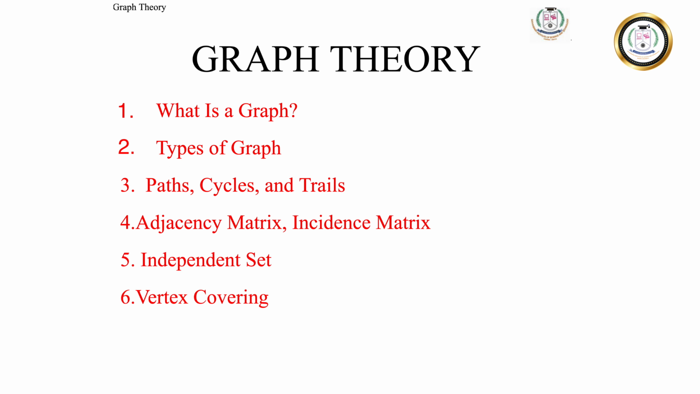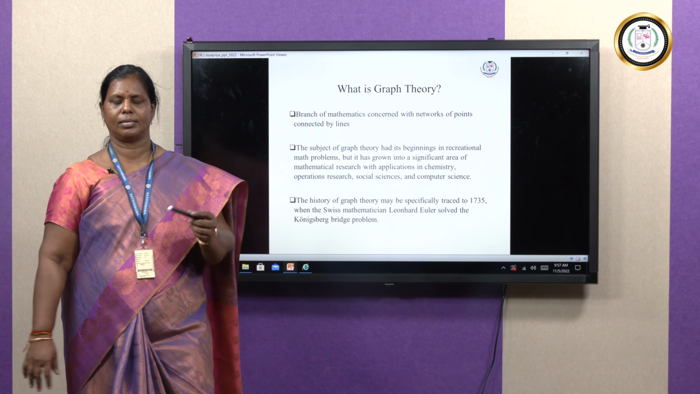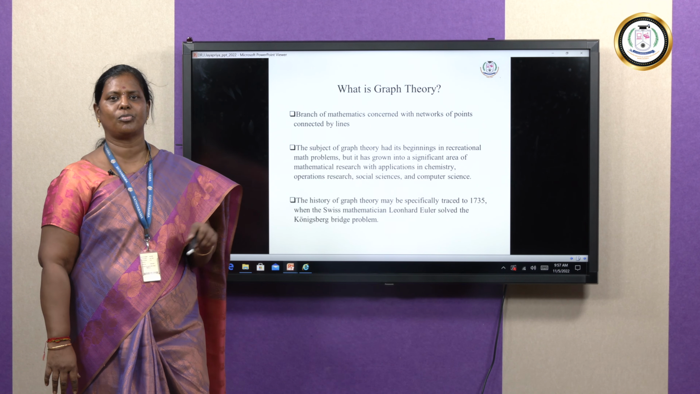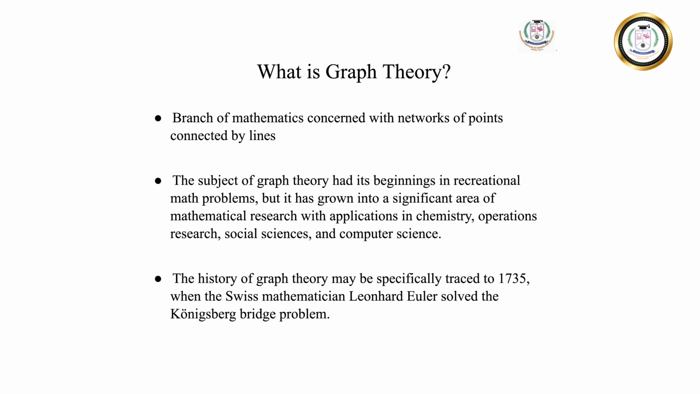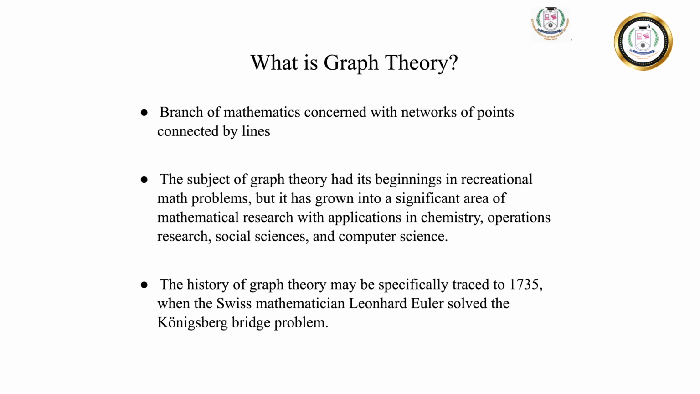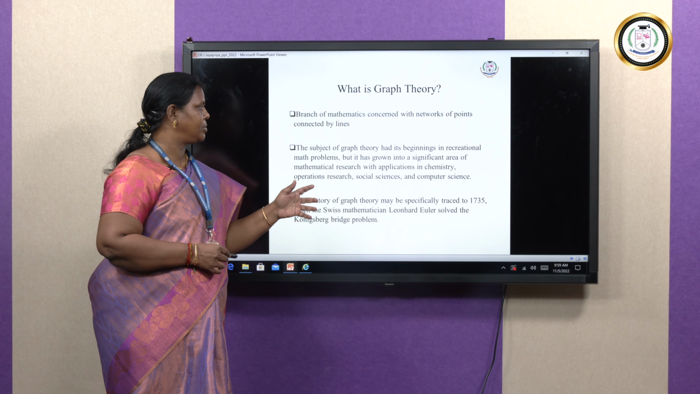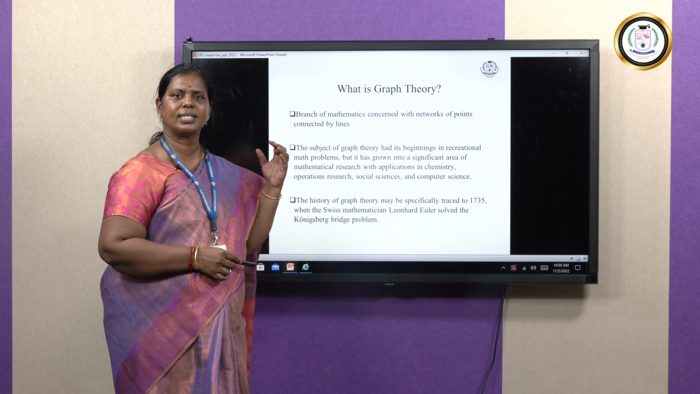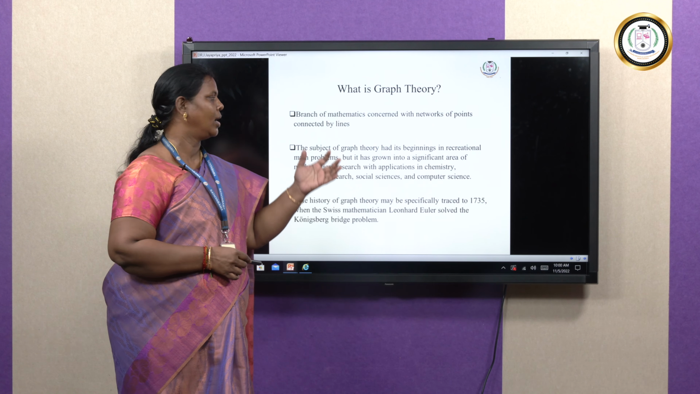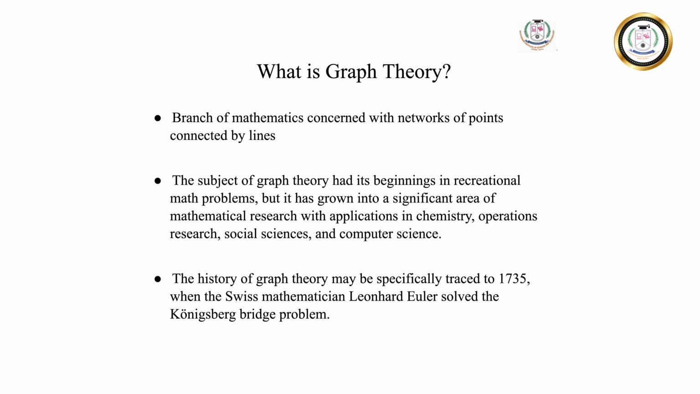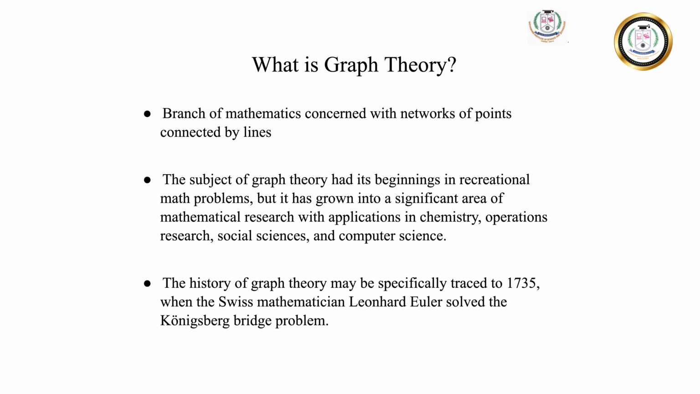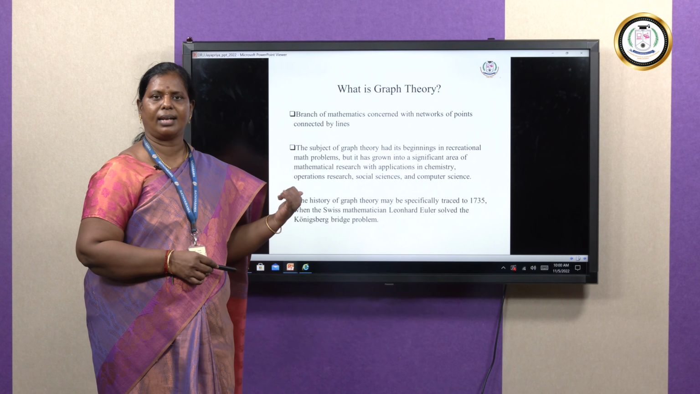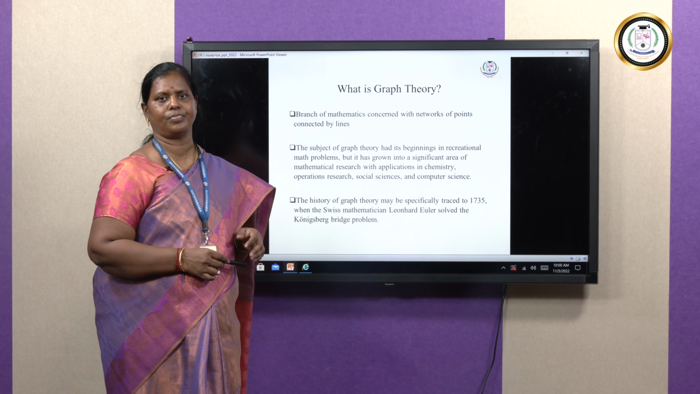Before starting with this, I have to just say about what is graph theory. Graph theory is a branch of mathematics concerned with networks of points connected by lines. This subject had its beginning in a recreational math problem, and it has grown significantly in the areas of computer sciences, chemistry, operational research, and social sciences. Coming to the history of graph theory, it was traced to the year 1735.